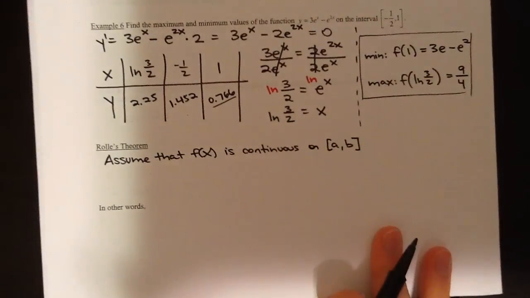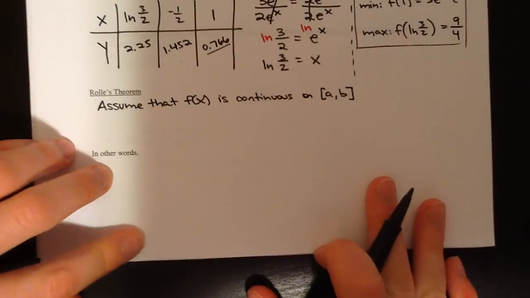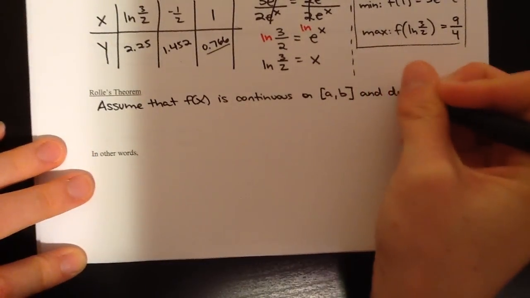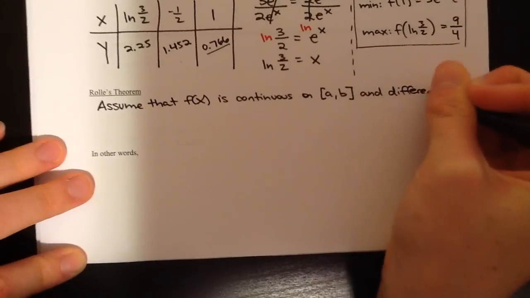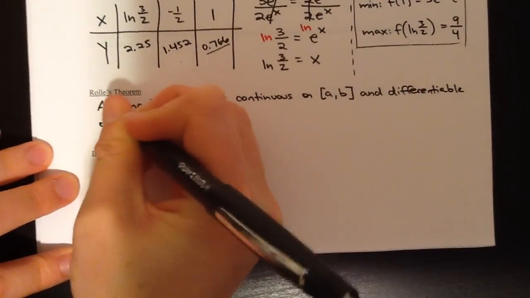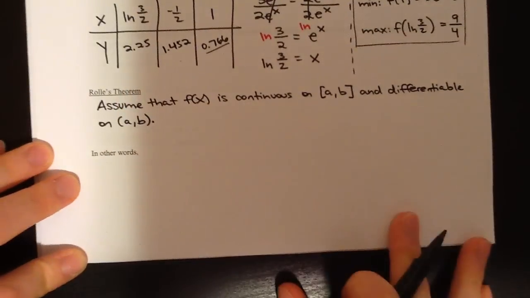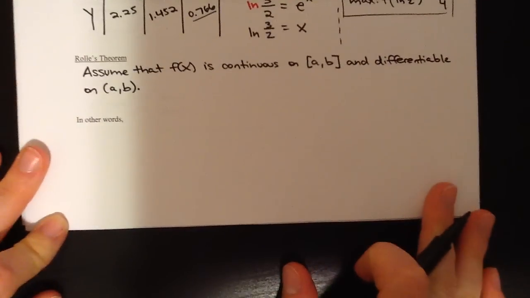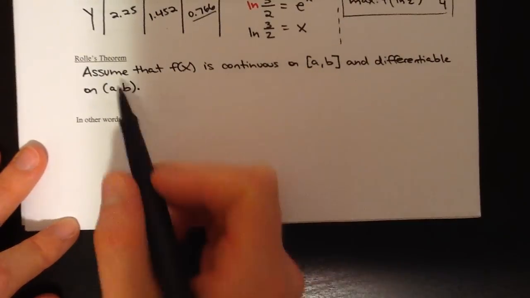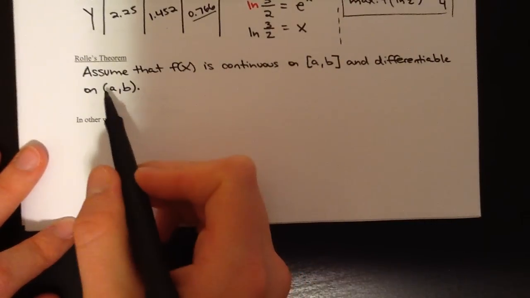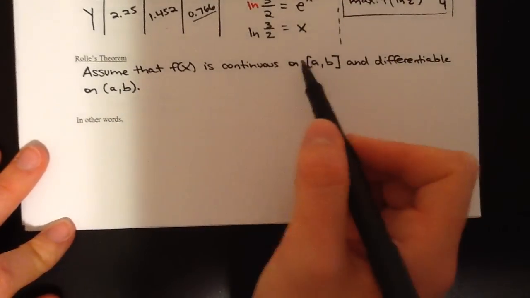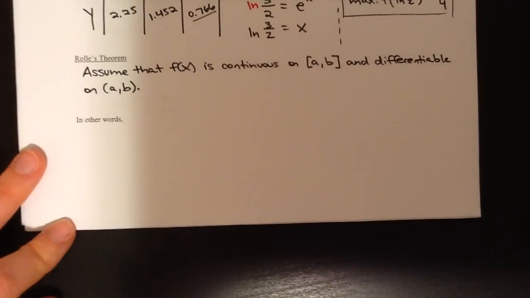Okay, so assume that f of x is continuous on a to b. That part is very important. And differentiable on a to b. Okay, these are our assumptions. Big key difference: we can be continuous on a closed interval, but we can't be differentiable on a closed interval because we don't know what's happening to the left of a or to the right of b. So that's why we're continuous on the closed and differentiable on the open.